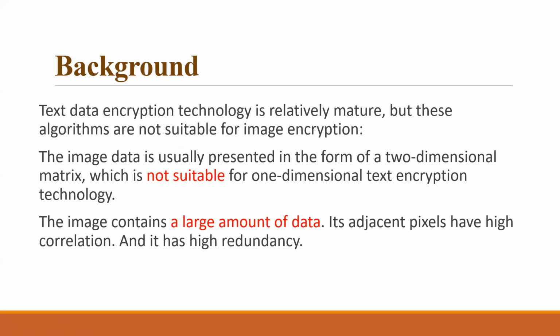Text data encryption technology is relatively mature, but these algorithms are not suitable for image encryption. There are two reasons. The first is the image data is usually presented in the form of a two-dimensional matrix, which is not suitable for one-dimensional text encryption technology. The second is the image contains a large amount of data. Its adjacent pixels have high correlation, and it has high redundancy.